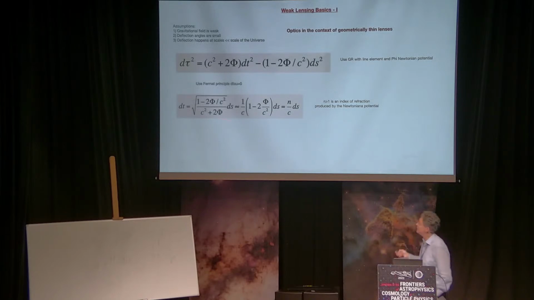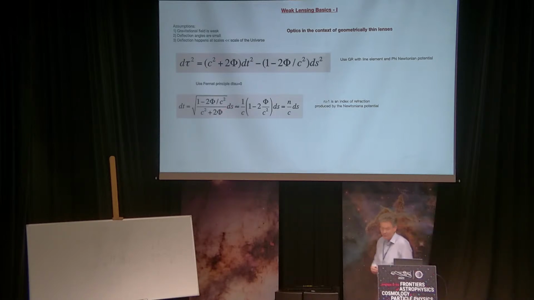So, weak lensing basics. We will do optics in the universe. We have our metric, of course, in which there is the Newtonian potential. The assumption is that the gravitational field is weak, the deflection angles are small, so the lens is thin and not very close to us, and the deflection happens at scales which are much smaller than the scale of the universe.